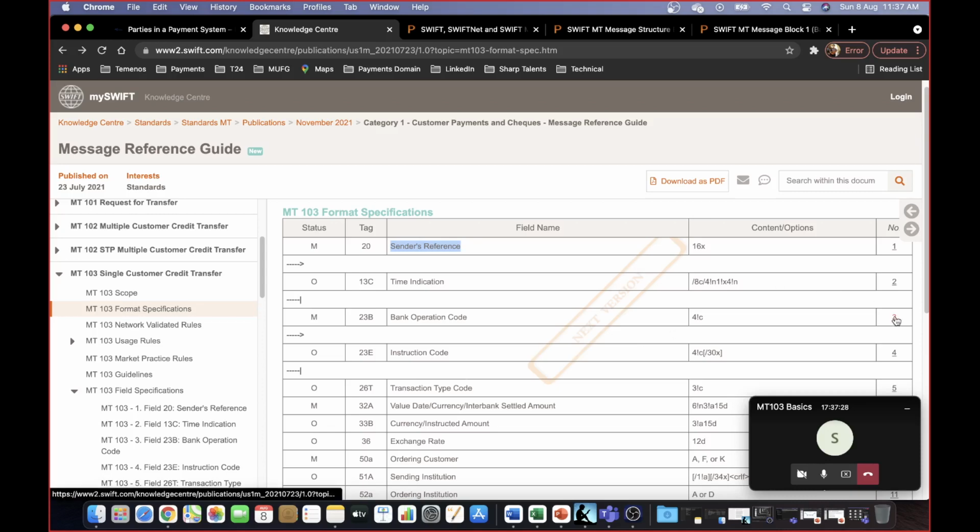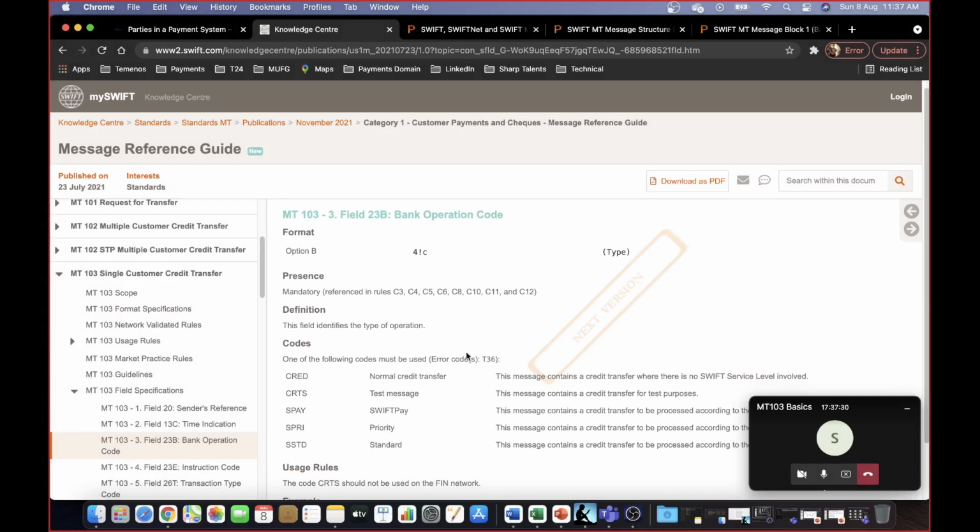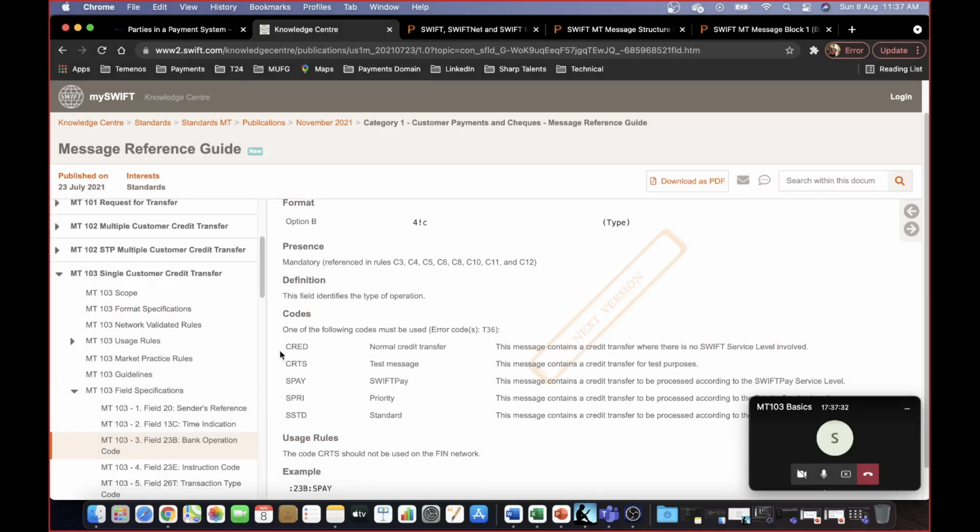Let's click on 23B. There are different code words that can be present in 23B. The most common one you can see is CRED, but there are others as well. So you can read about that here.